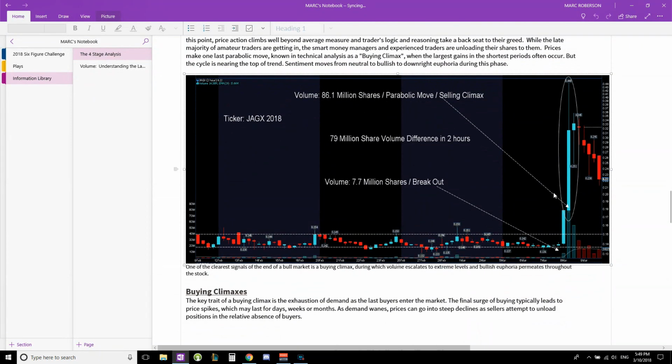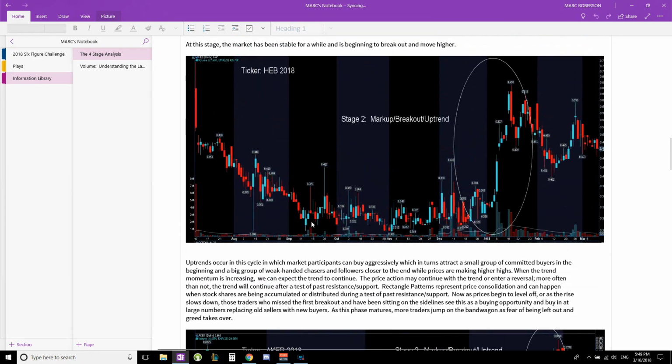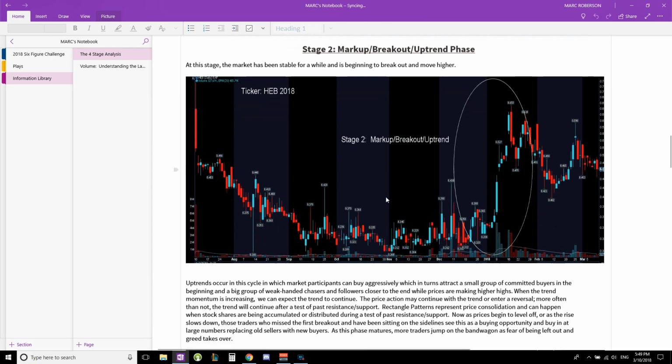And you normally see this at the top of a lot of uptrends. So you'll either see a buying climax, or you will see a new high on lower volume, showing that there wasn't that much buying interest in that high, and then it will begin to fail and you'll start a downtrend. So I hope I didn't go too in detail with that one, but that's stage 2, the markup breakout uptrend phase.